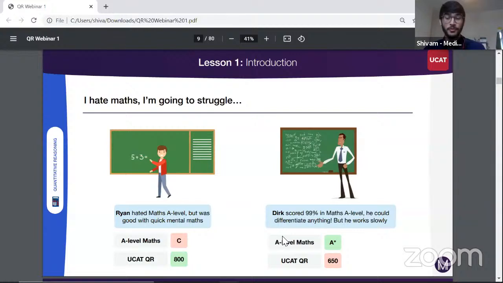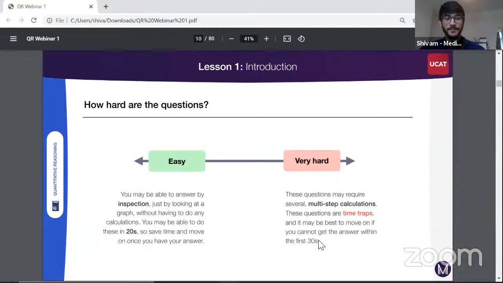But someone else who might score 100% in their maths A-level, maths GCSE, they go through things very, very systematically, step by step by step. Actually, in the UCAT, that's not what it's all about. It's about going through things and actually skipping these steps. So I want to emphasize this a lot, because anyone really struggling with quantitative reasoning, anyone struggling with maths in general, please don't worry, because this is actually an opportunity for you to set yourself apart and give yourself an opportunity to do well in the quantitative reasoning section.